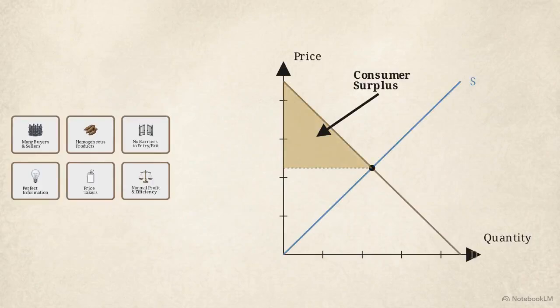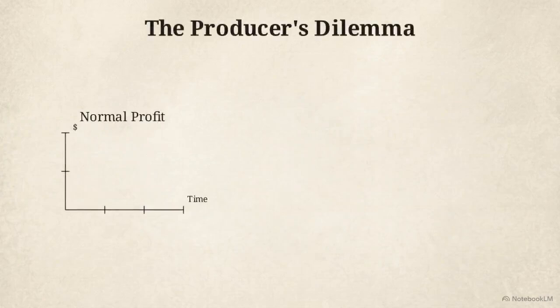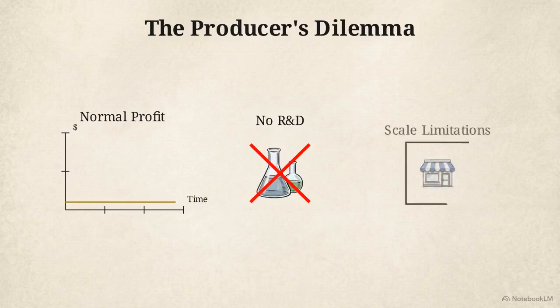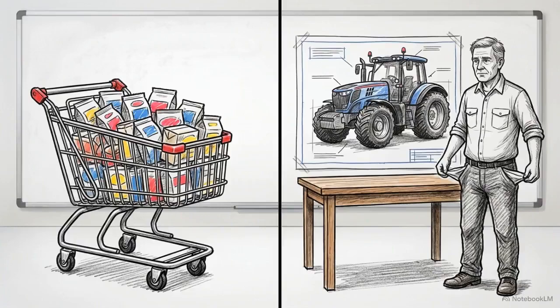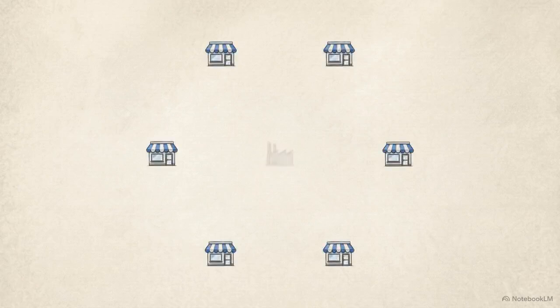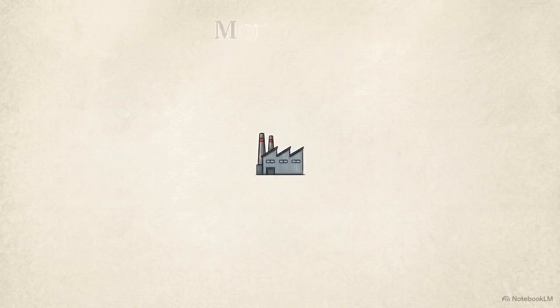But that intense competition has a downside. Since firms are locked into normal profit margins, there is no excess cash. That means a complete lack of funding for long-term research and development, and an inability to grow large enough to benefit from economies of scale. Perfect competition maximizes immediate resource efficiency for consumers, but it starves producers of the excess capital required to fund future technological innovation.